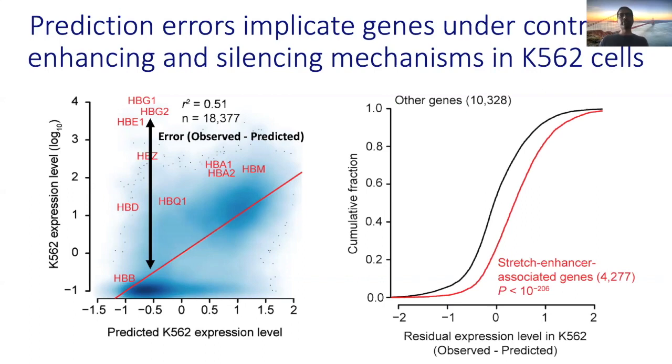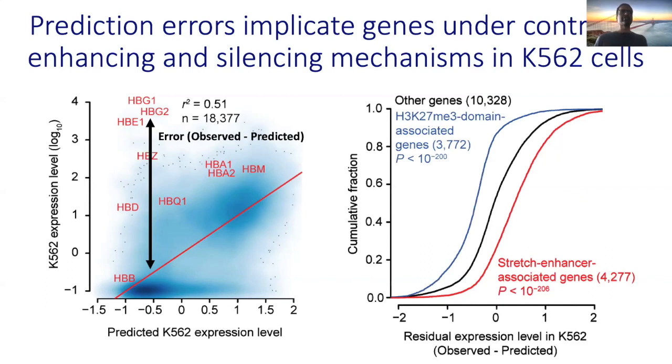But shown in red are a subset of genes associated with H3K27 acetylation marks. These are regions that were annotated to be associated with stretch enhancers in K562 cells specifically. And what I found was that my model was consistently underpredicting these genes, in that presumably the stretch enhancers are activating gene expression more than the model might predict given the promoter sequence.